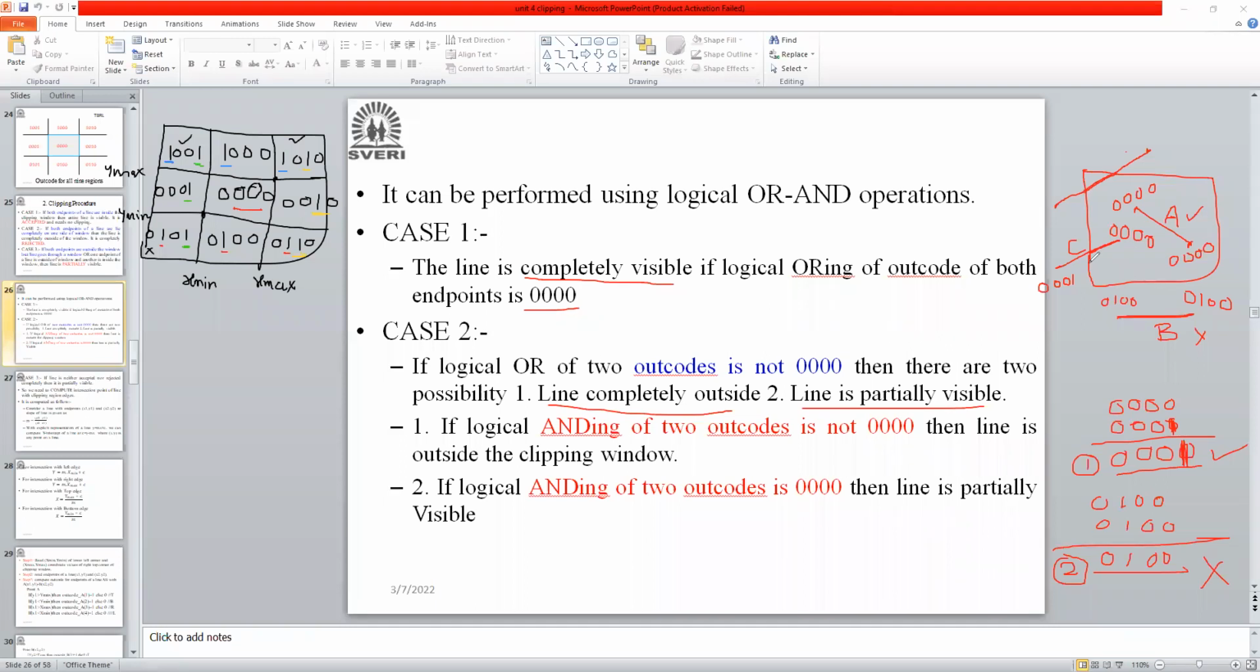And for that purpose, now we are going to have the ending between the end codes or region code.